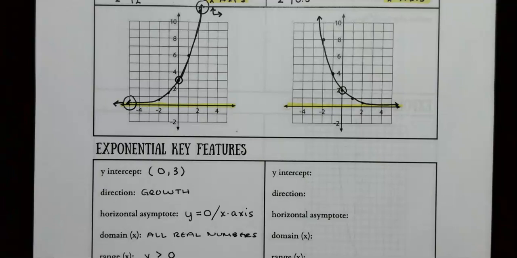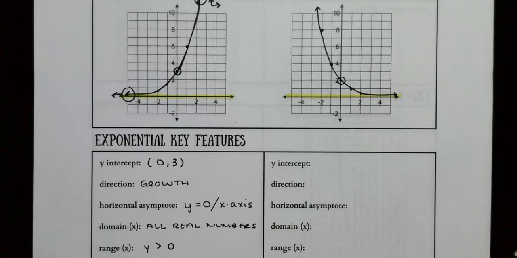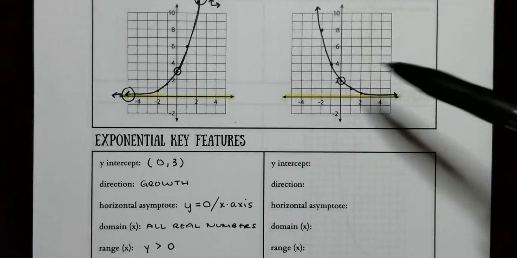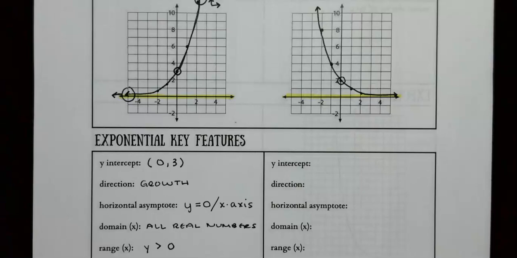So because we're not touching or falling below, it's just going to be the y values are greater than 0. And that's it. Alright, so if we look at this one right here, we can actually do the same thing.